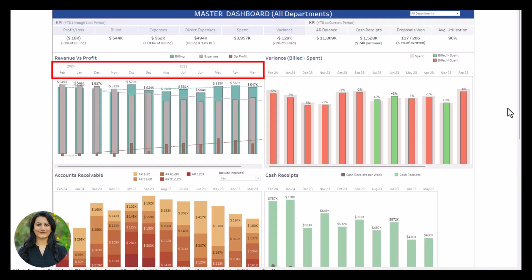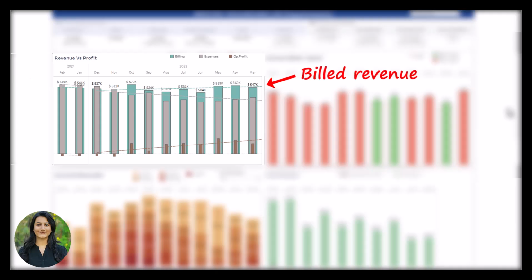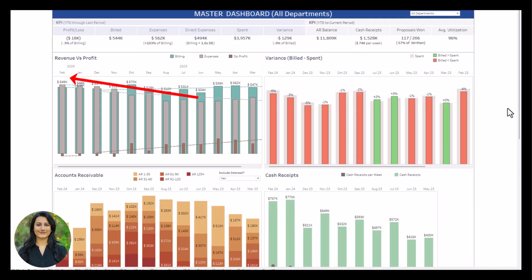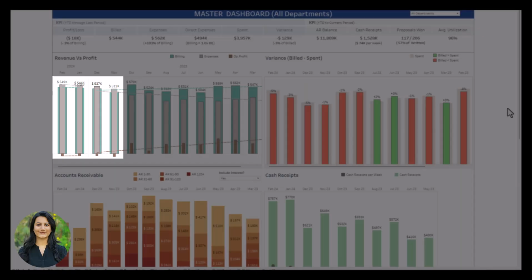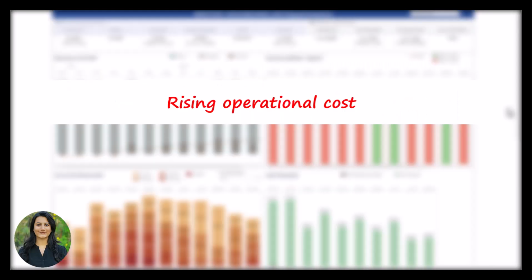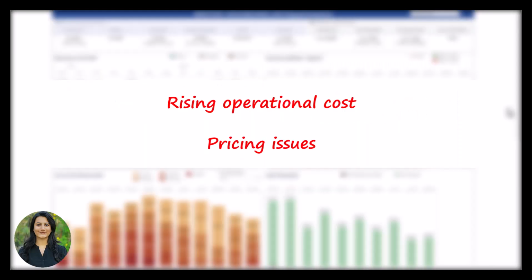This chart shows monthly data from left to right, with the most recent months on the left side. The blue bars represent billed revenue, the grey bars represent expenses, and the brown bars indicate operational profit. We can clearly see that expenses have been rising and they are almost equal to or higher than billings. We notice that operational profit has been declining over the past year. This indicates rising operational cost or pricing issues that need immediate attention.